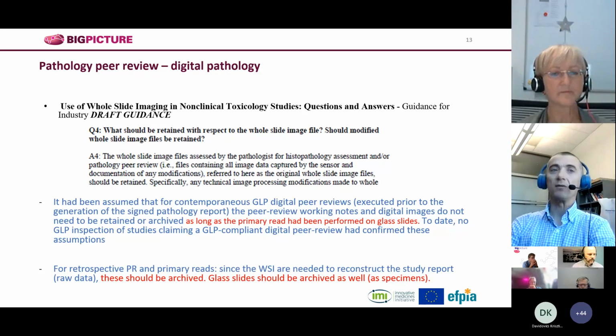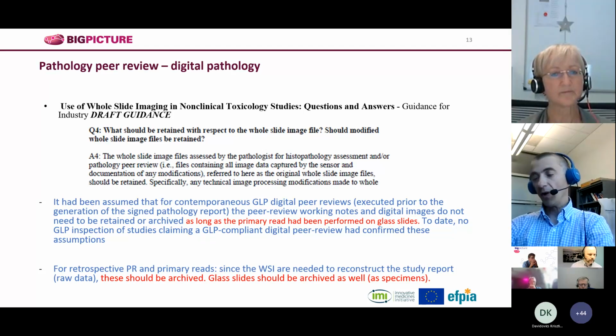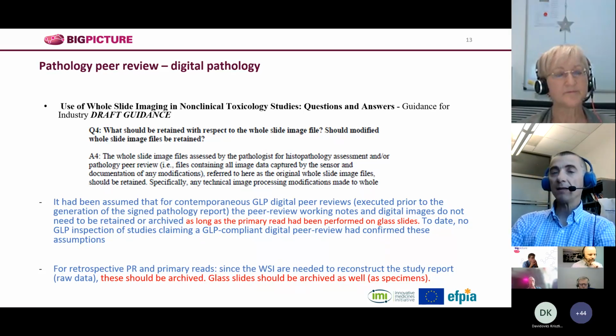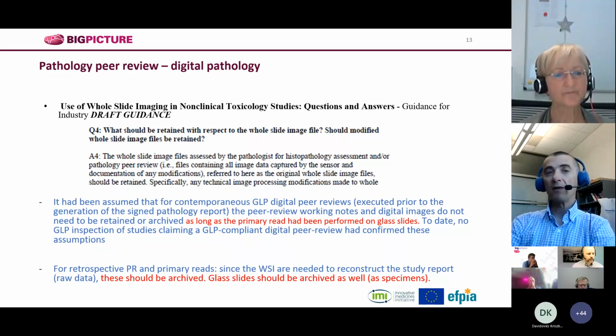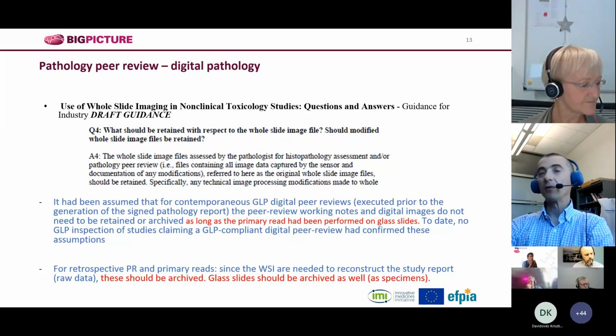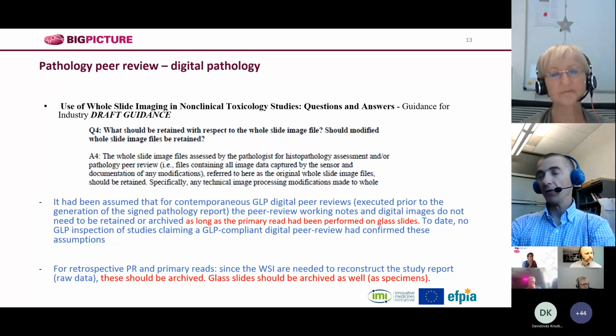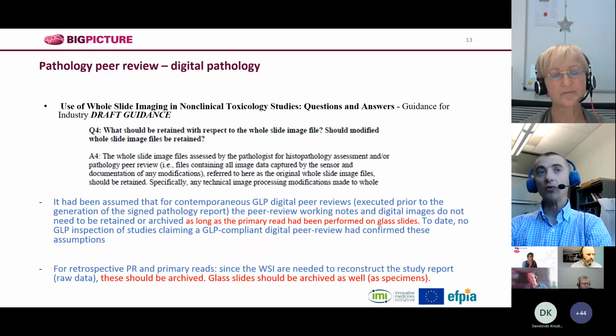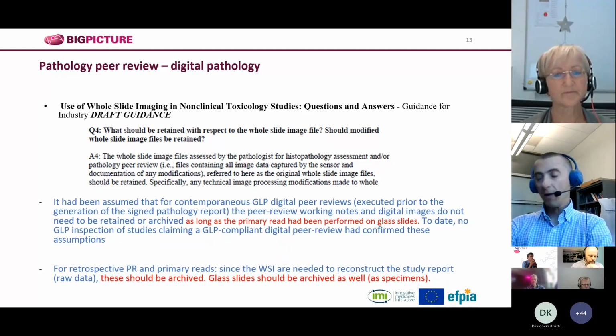In the other case, when it's retrospective, the raw data has been created and then we are modifying the raw data. So in the first case, contemporaneous, considering that the primary read has been performed on the glass slides, and then we're going to derive the diagnosis from the glass slides, we're going to keep the glass slides, and the raw data will be generated after we have consensus after the end of the peer review. We think that the whole slide images have a comparable status to notes that we are using during the peer review. They are a tool to help the peer review, to help with the discussions during the peer review, but they shouldn't be kept and archived.